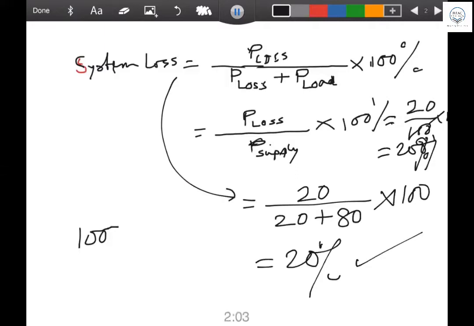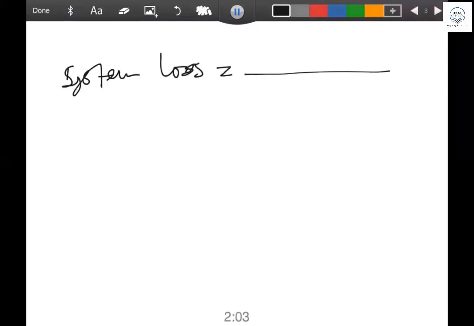Likewise, according to our problem, what will be the system loss we are now going to calculate? I think everybody understands how to do it. I'm just keeping this slide as it is so that you can get it. Now, in order to find system loss in our case, you have to first take the loss on the wire divided by P loss on the wire plus P load. That is what we have to find, and then multiply by 100.